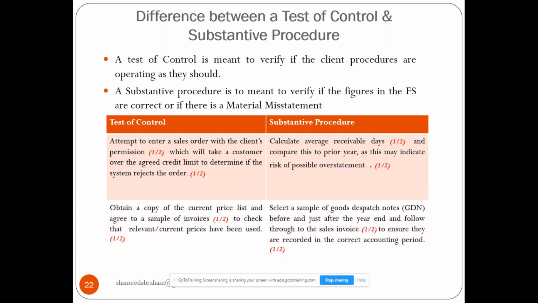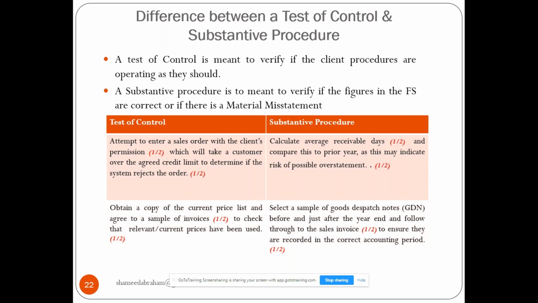So if I look on the right hand side of this table here, this is an example of a substantive procedure. Calculate the average receivable days. That is what I'm doing. I've gotten a half mark for that, but I'm not saying why. And compare it to the prior year to indicate any possible overstatement. If my receivable days have gone up, it could indicate that I'm having difficulty collecting my receivables. Then there may be some that are not collectible and therefore overstated. So a substantive procedure is a simple thing again. It must have audit evidence. Look down below. Select a sample of goods dispatch notes. That is audit evidence.